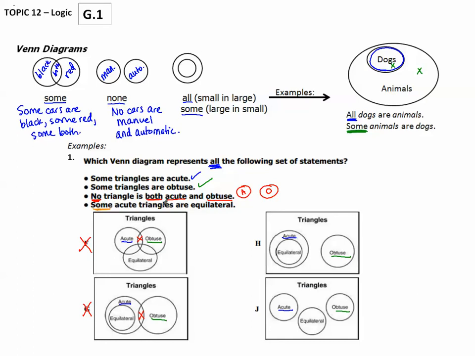Some acute triangles are equilateral. So if some of the acute triangles, that means acute has to be the big group. So some is when you have the large thing, some of the large thing. So some acute triangles are equilateral because some could be some other type of triangle. So I'm looking for acute with an equilateral inside of it. This one has it, this one's the one. Here, acute and equilateral are separate. We don't want them separate, so it can't be that one.